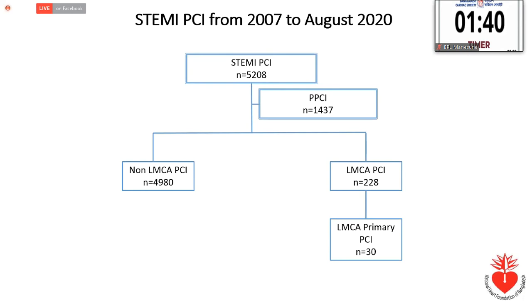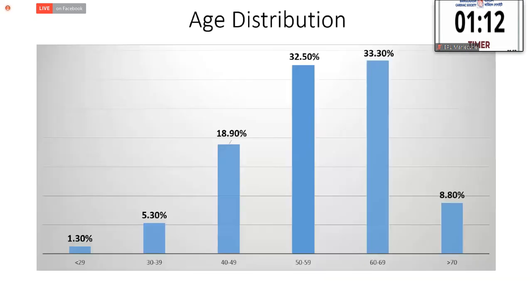Of this, primary PCI was done in 1,437 patients. If you divide the total PCI patients, the vast majority were obviously non-left main, but in the STEMI with PCI group, 228 patients had left main disease along with ST segment elevation myocardial infarction. And we have done left main coronary artery primary PCI in 30 patients.